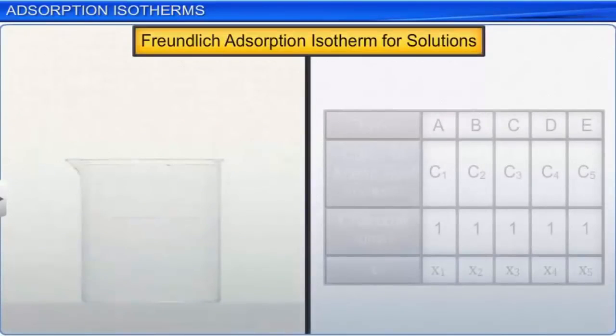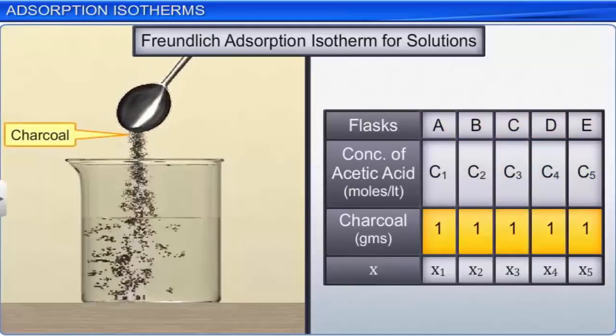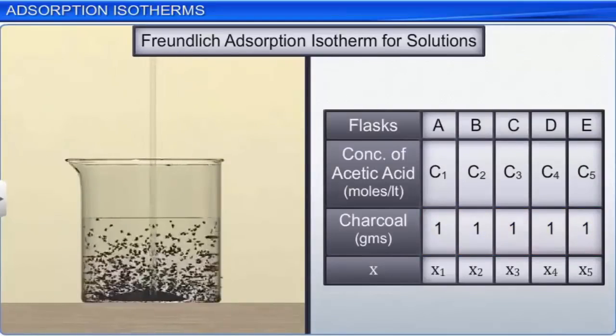The Freundlich adsorption isotherm for solutions can be tested experimentally too. Let us take the example of the adsorption of acetic acid on charcoal again. Take equal volumes of acetic acid of different molar concentrations in different flasks and add an equal amount of charcoal to each flask. Shake the contents in the flasks and keep for some time.